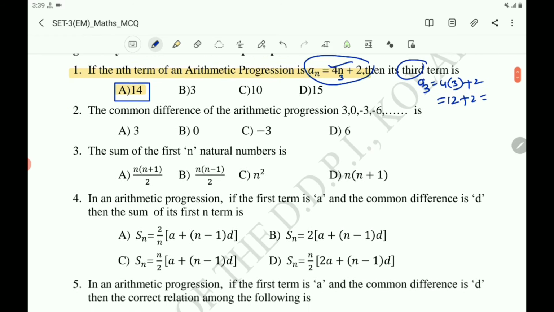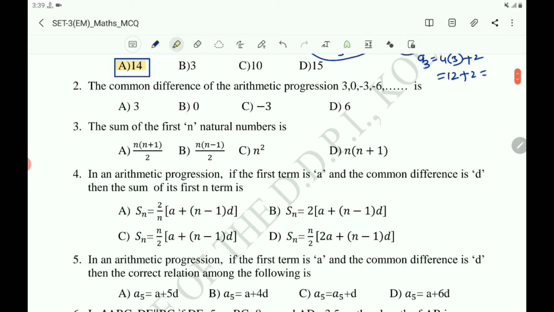Now let us take the next question, second question. The common difference of the arithmetic progression 3, 0, minus 3, minus 6 is. Usually you are using A2 minus A1 to get D. Here A2 is 0, A1 is 3, so it is 0 minus 3, which equals minus 3. So option C is the answer. For common difference, we are using A2 minus A1. So A2 is 0, 0 minus 3 is minus 3.